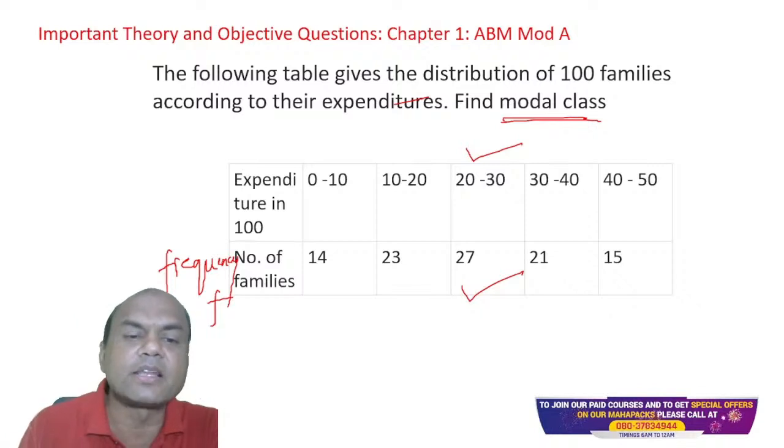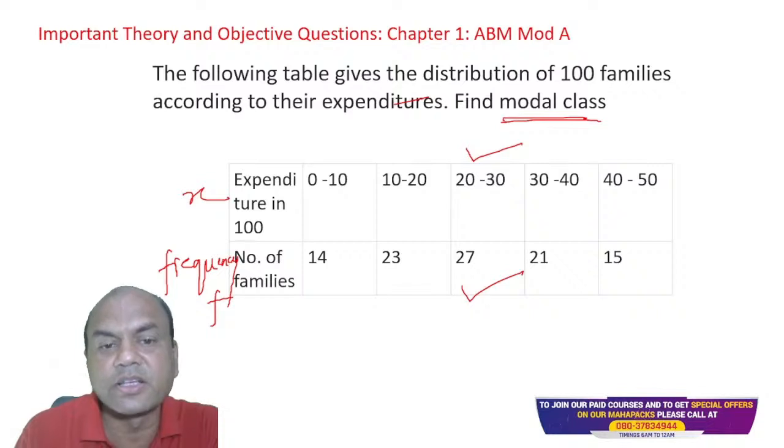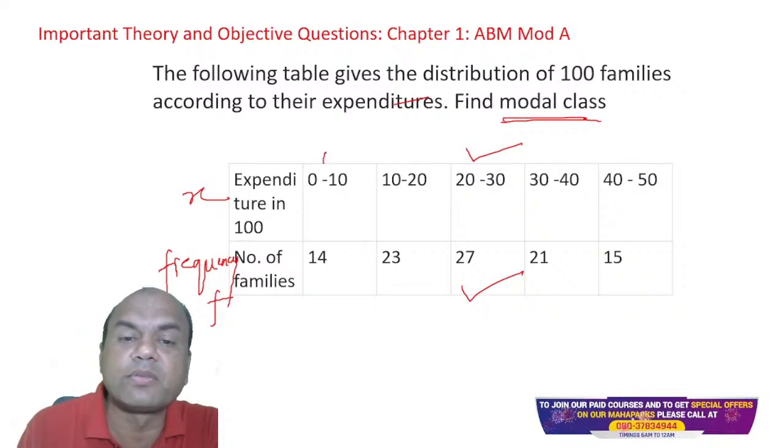And this other part is known as X. We always call this X. This is a class. We find the class mark out of this, so it will be 5 over here.